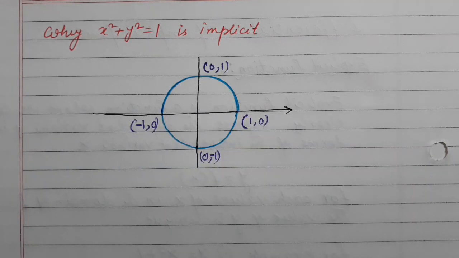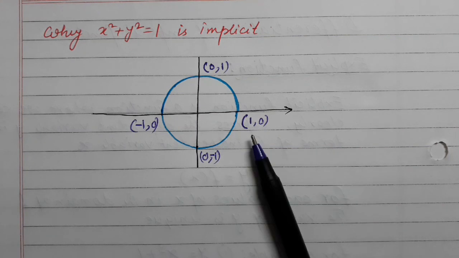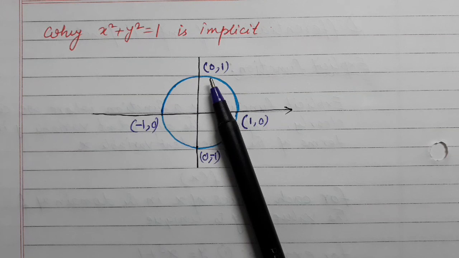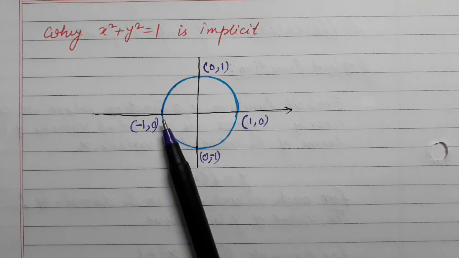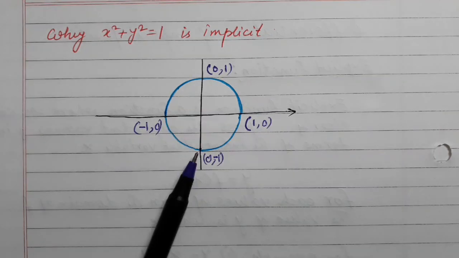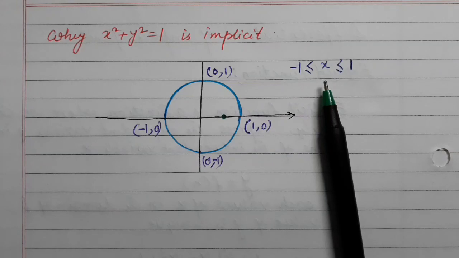Now this is the graph of the circle, where the circle is passing through the points (1, 0), (0, 1), (minus 1, 0) and (0, minus 1). Now it is clear that x is lying between minus 1 to 1, including minus 1 and 1. And if x is outside of this range, then we will not get any value of y.